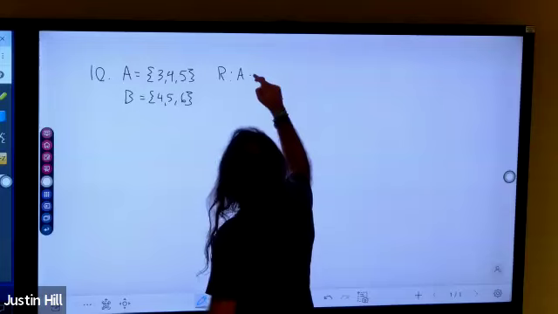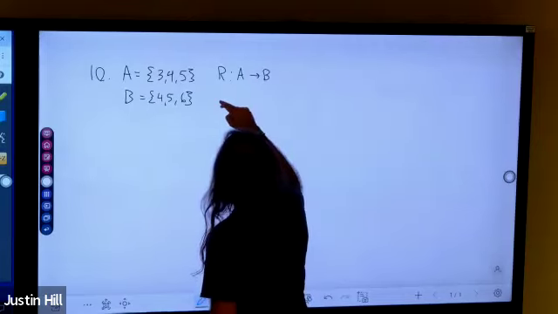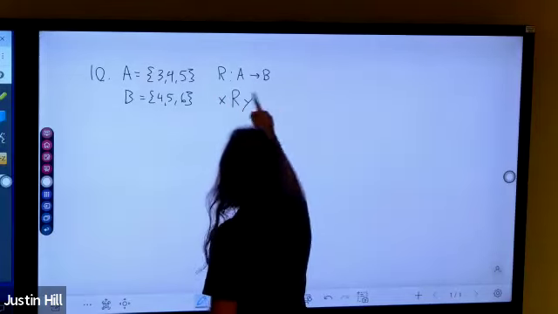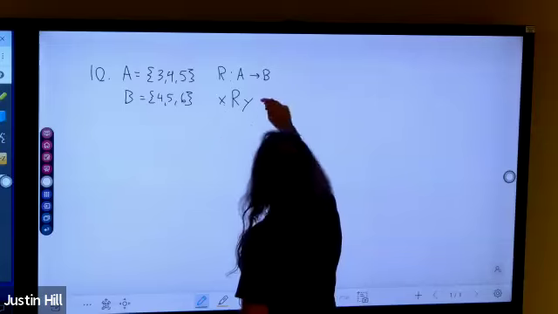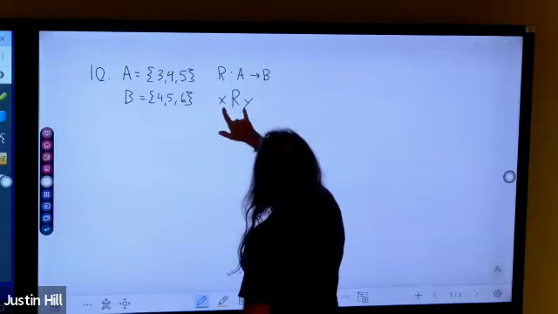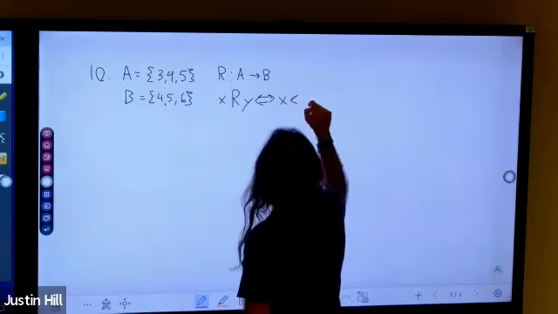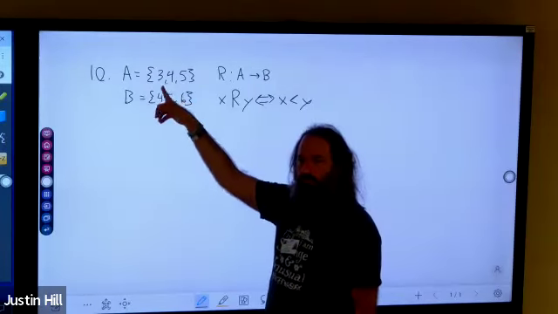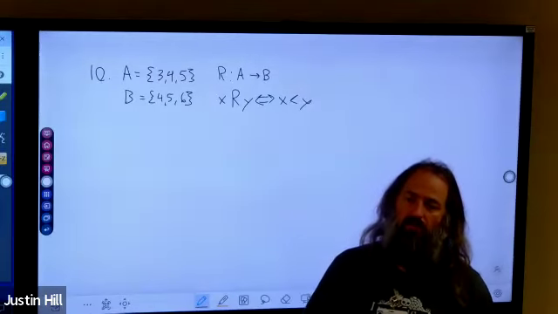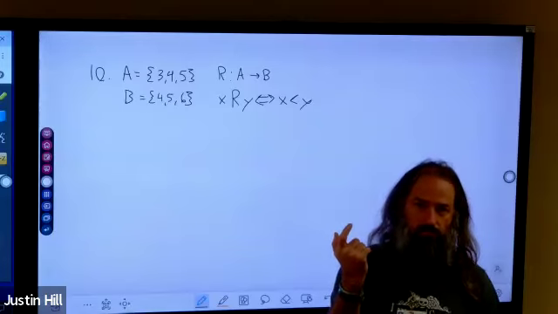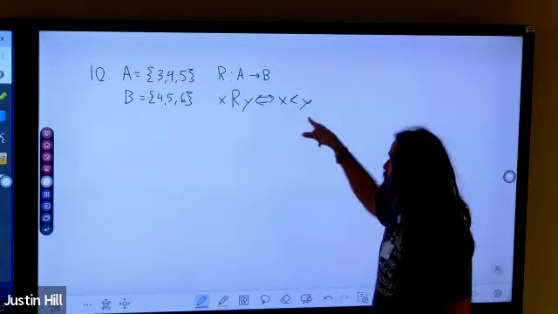So R is going to be a relation from A to B. But R is our less than relation, so what we're saying is X is related to Y if X is less than Y. Basically what we have to check is X less than Y, so we pick an element from our domain, pick an element from our codomain, and if X is less than Y, then we pair them up and say that they're related to each other. So this is just a weirdly fancy way of saying we're doing less than.